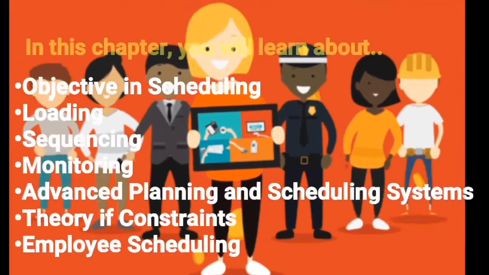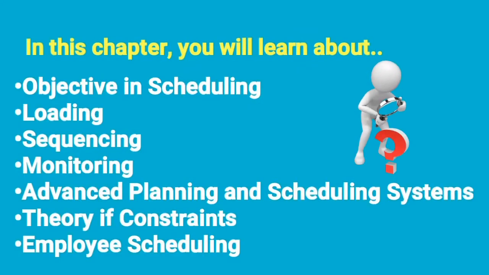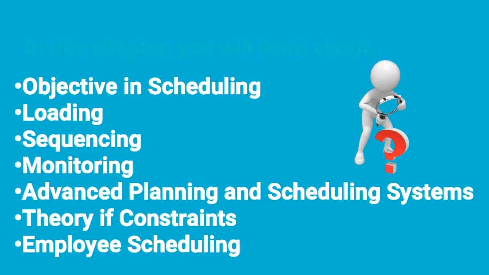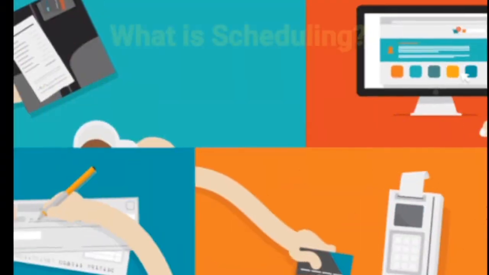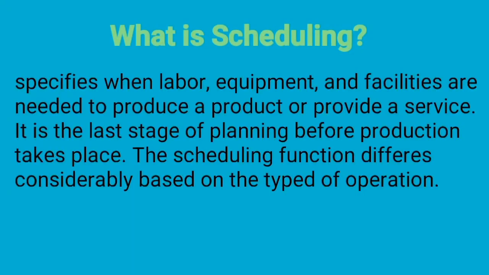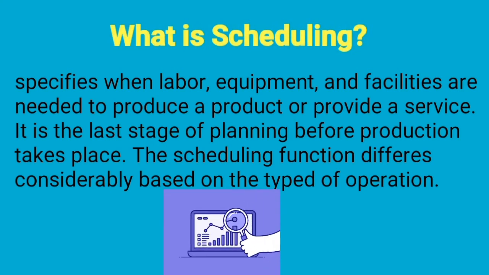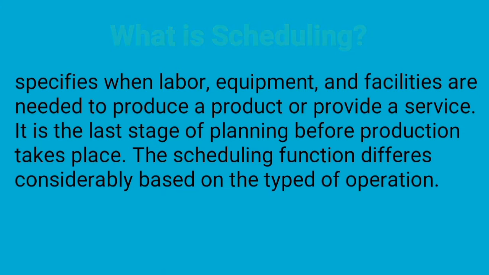In this chapter, you will learn about the objectives in scheduling, loading, sequencing, monitoring, advanced planning and scheduling systems, theory of constraints, and employee scheduling. What is scheduling? It specifies when labor, equipment, and facilities are needed to produce a product or provide a service. It is the last stage of planning before production takes place. The scheduling function differs considerably based on the types of operation.